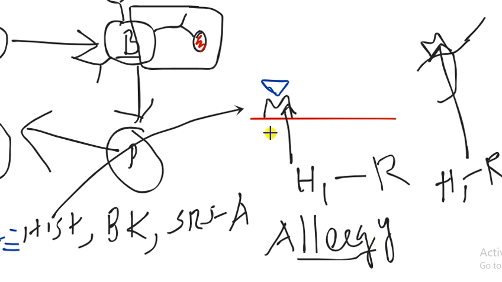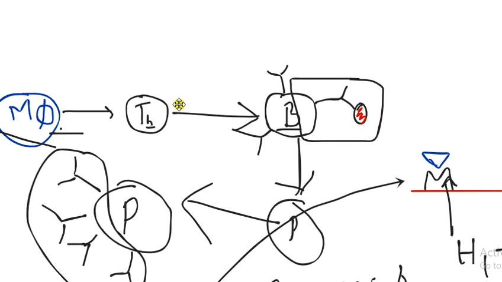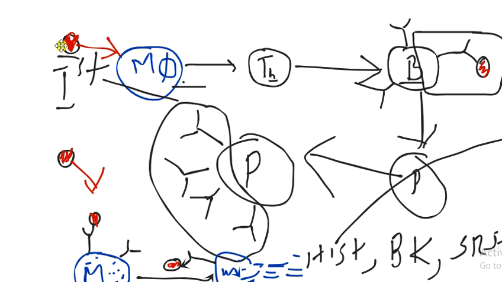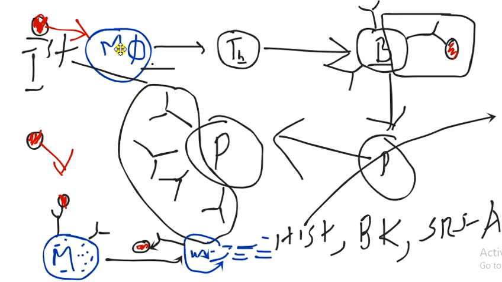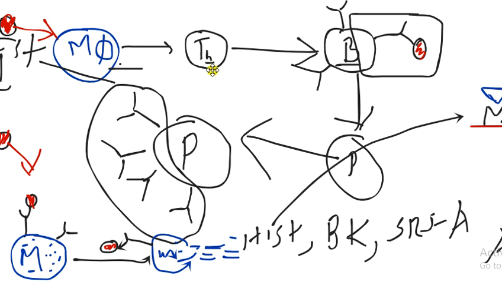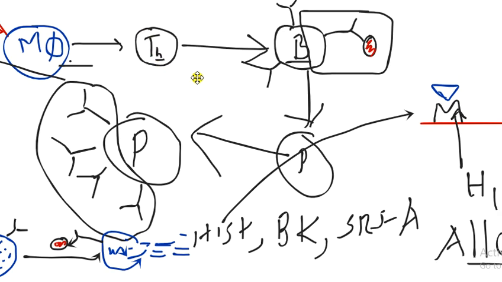This is actually the mechanism. I think this is understood for you. And what happens, I will tell you again. First, the allergen comes into our body. It binds with, or interferes with, macrophage. So the macrophage will produce T helper cells. Then T helper cells will produce B cells.